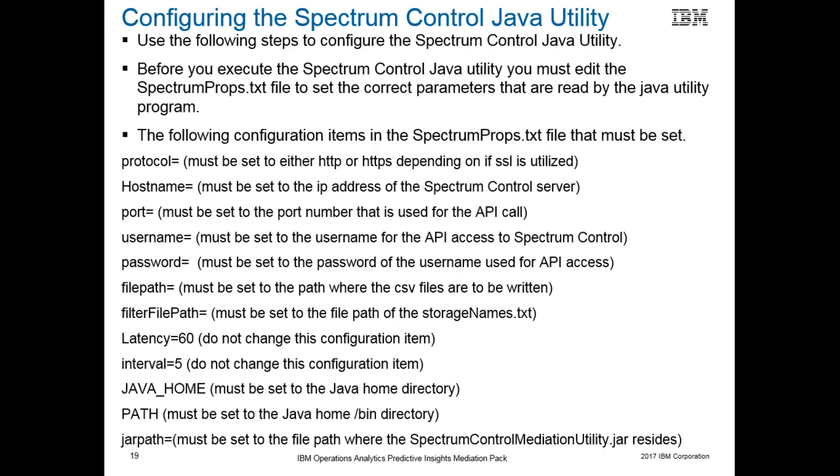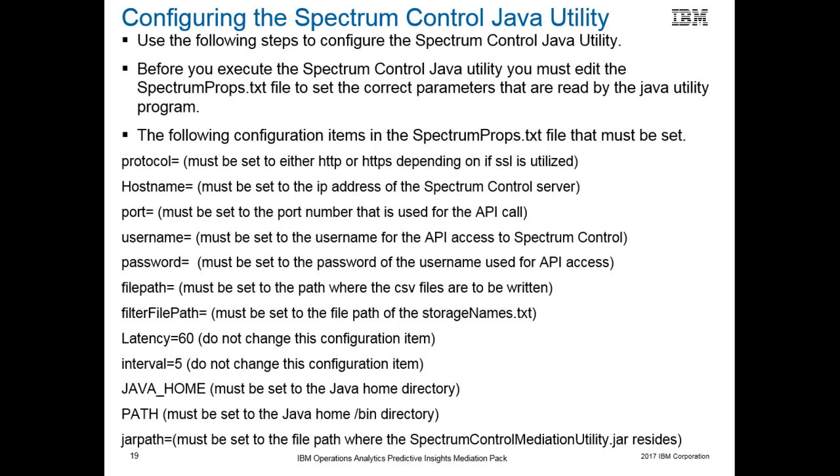The username and password parameters are used to authenticate with the Spectrum Control server. The file path parameter is the path that the CSV files will be written to on the Predictive Insights server. The filter file path parameter is the path that the storage names is located. The latency parameter is set to 60. Do not change this parameter. The interval parameter is set to 5. Do not change this parameter.